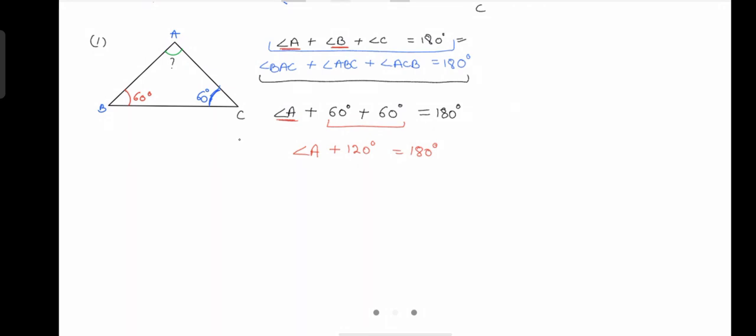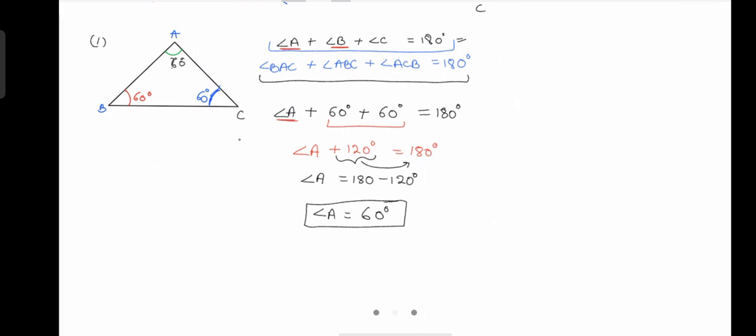Now what are we going to do? We need to find the value for angle A. For that, we need to take this 120 to the other side. This 120 is a positive number, so when you take it to the other side, it will turn into negative 120. Now, when you solve it, 180 minus 120 is what? It is equal to 60 degrees. Hence, you have found the value for angle A. Angle A is equal to 60 degrees.